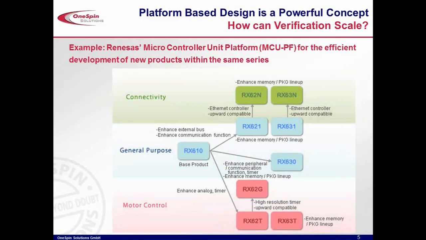So Renesas, they have an MCU platform development, and they basically develop a base product, and then they develop a lot of variations of this product by using different IPs, different peripherals, and different parameters for the same IP, so a different instantiation of the IP. The goal of this is to have a large variety of differentiated products that target specific things, but being able to develop them very quickly.